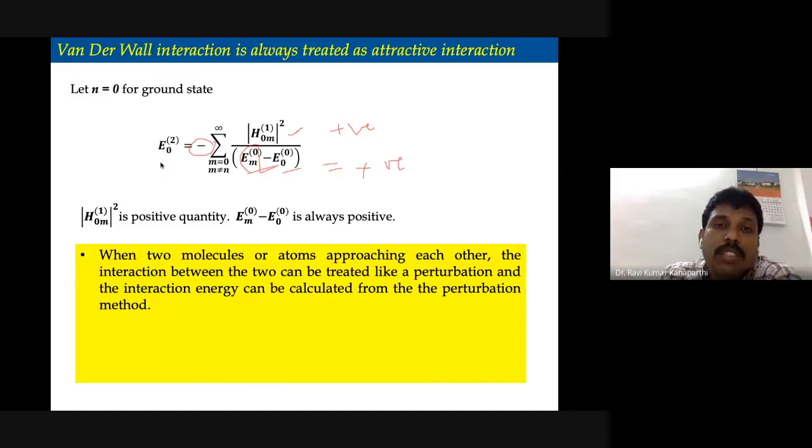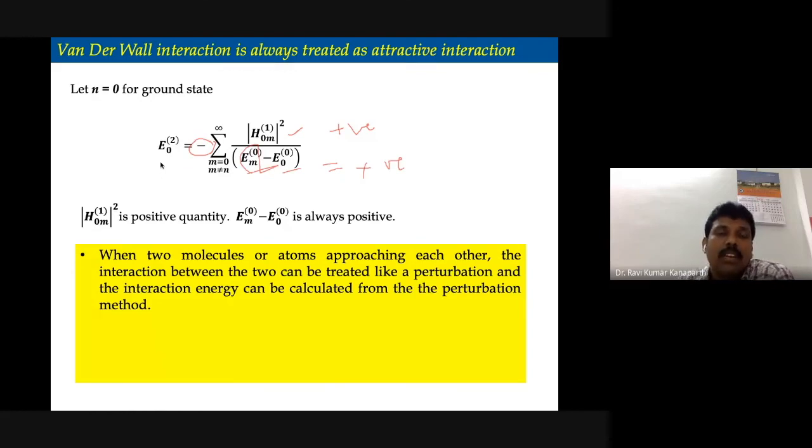The thing that we found is that the interaction of one molecule or one entity upon the other entity is taken to be the perturbation. And if you treat it, that perturbation is going to give the second order correction. We can apply the perturbation theory, and then the second order correction energy can be calculated, and that energy is actually going to be negative.